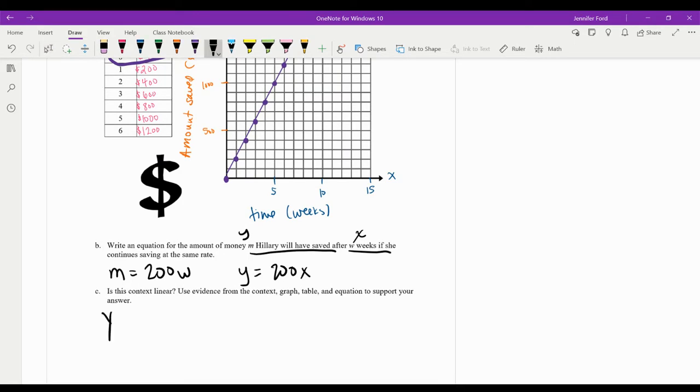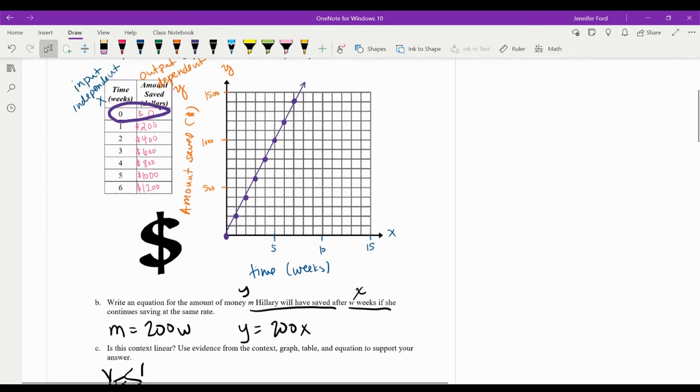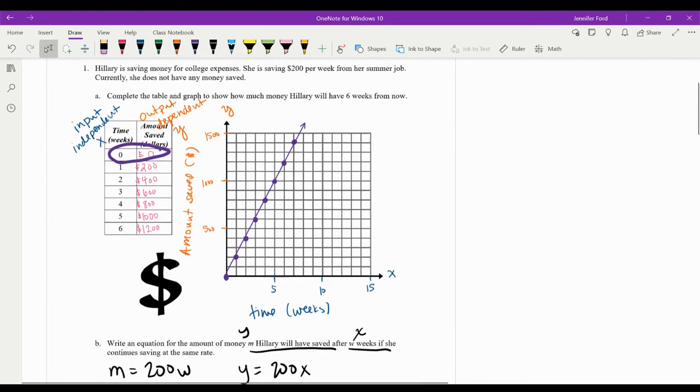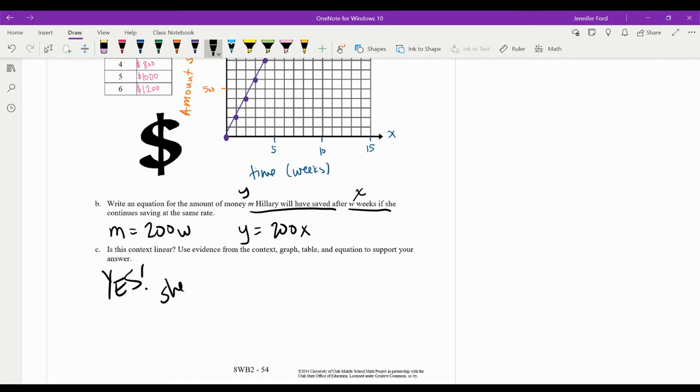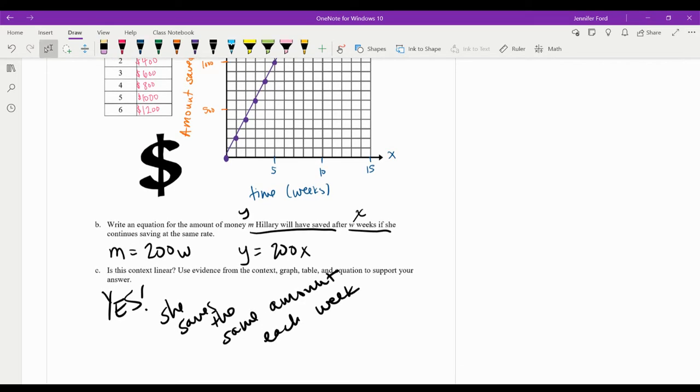Is the context linear? Yes. Use evidence from the context, graph, table, and equation to support your answer. She's saving the same amount every week. So the rate of change is a constant number. We haven't really looked at relationships that have a changing rate of change, but only linear relationships are adding the same amount every time. Nonlinear relationships, the thing that makes them nonlinear is that the rate of change is not a single value. It's not constant. So, yep, it is linear.